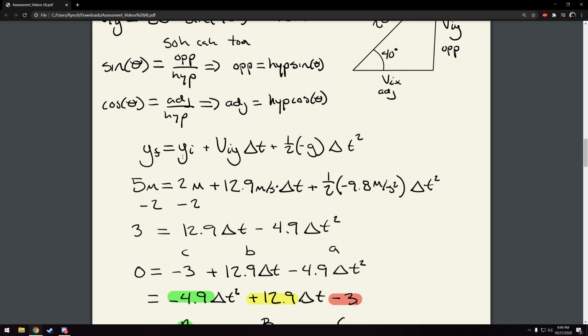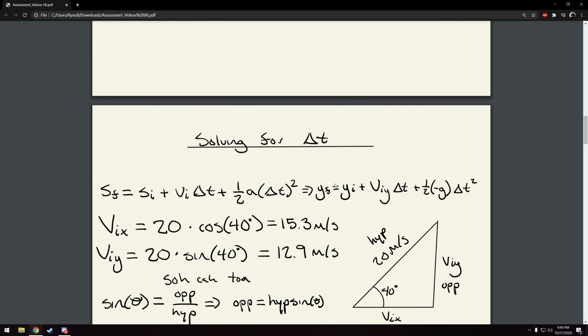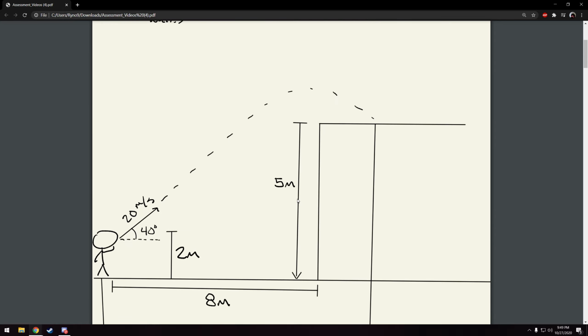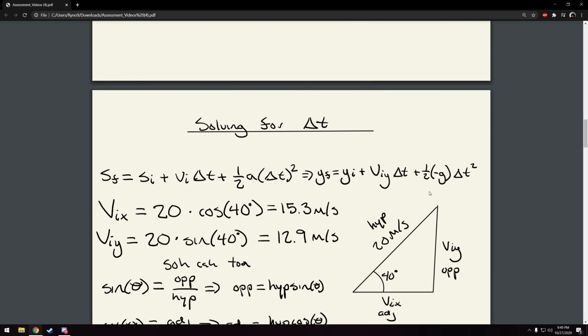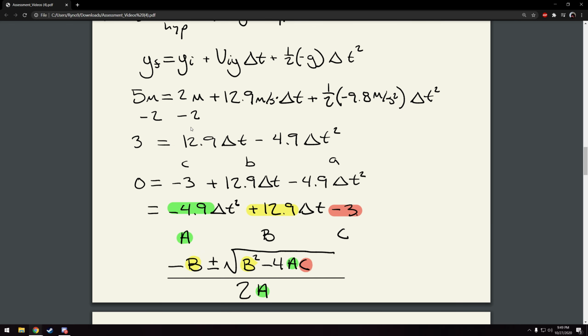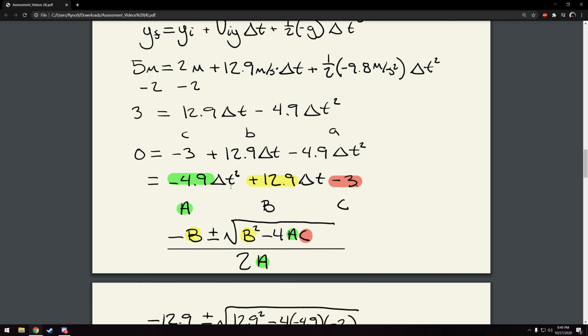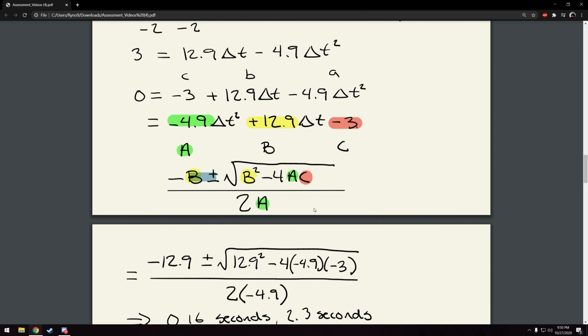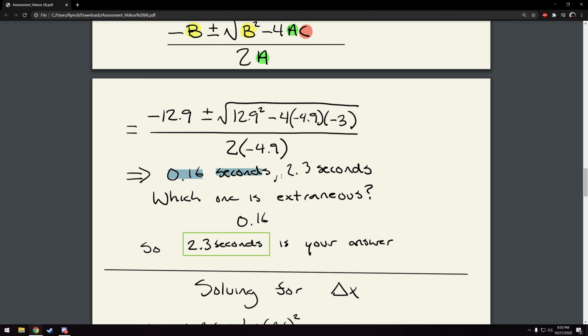Then we just plug in for our y component distance equation, right? Plug in our values we know, 5 meters, 2 meters, this y component velocity, and then this acceleration. We're plugging in gravity because the ball is being pulled down by gravity in the y, but it will not be pulled or affected by gravity in the x because the x component is going to be perpendicular to the gravity. It's not going to be affected at all. So we plug in, solve for t, right? We get this equation, use the quadratic equation, and we end up getting 0.16 seconds and 2.3 seconds.